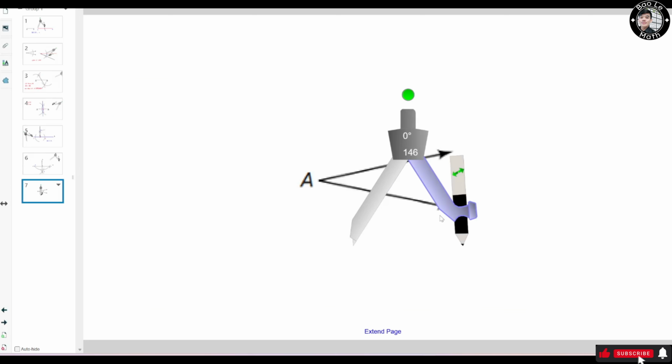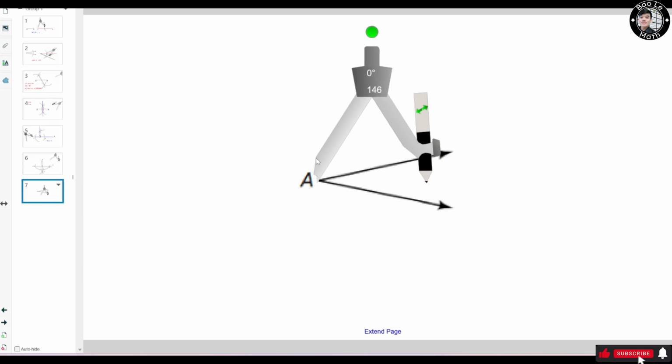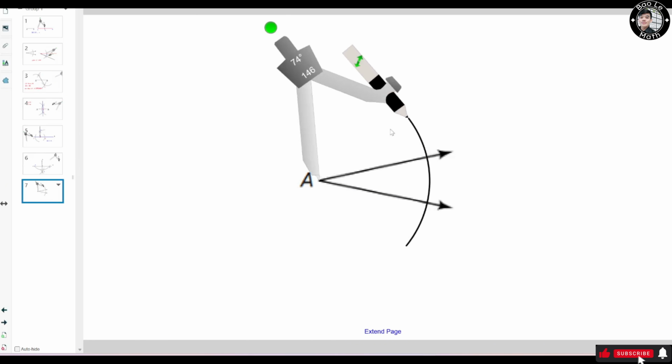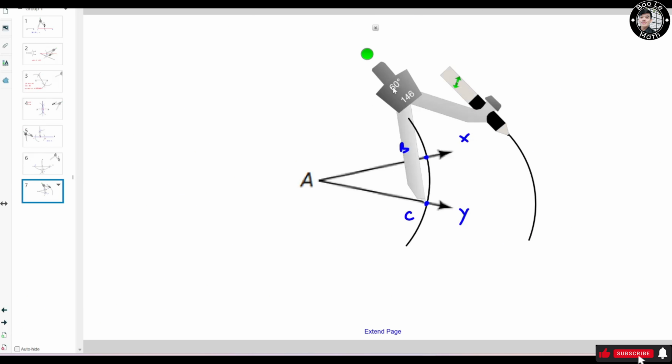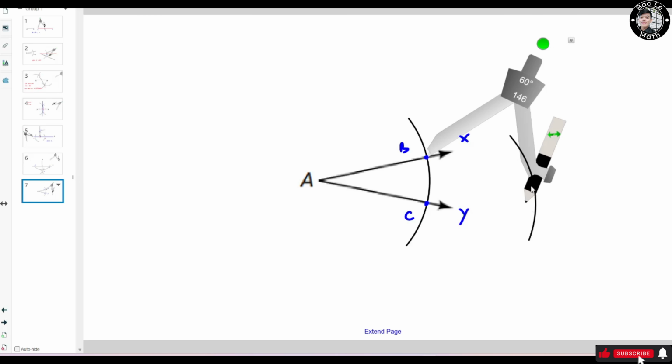You're going to open the compass. Put the compass needle at point A. You're going to draw an arc so that this arc intersects the ray AS right here at point B and ray AY right here at point C. Now you're going to keep the same compass setting. You're going to move the compass needle to point C right here. You're going to draw another arc right here. And you're going to move the compass needle to point B. You're going to draw another arc right here.